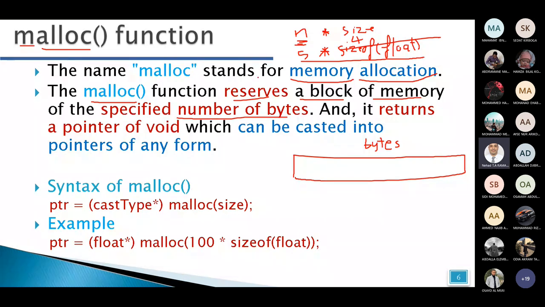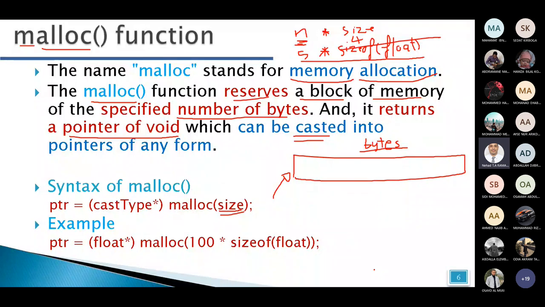So the syntax of memory allocation is like this. It takes only the size, how many bytes. It doesn't care about the number of elements. And it will book in the heap that number of bytes. And as a function, it will return a pointer of void. What's the meaning of pointer of void? A pointer that points to an unknown value. That's why you need something called casting.